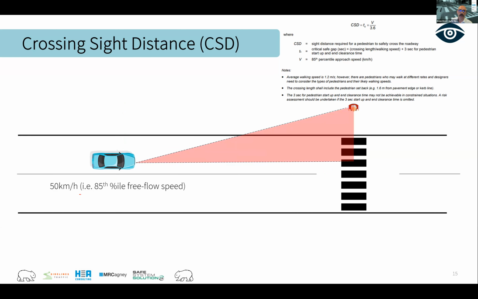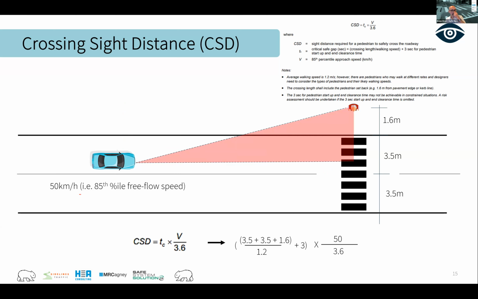It's actually based on the pedestrian when it's CSD, crossing sight distance, but nonetheless, that makes a slight difference in terms of eye height. But anyway, if we set that up 1.6 back, we can just quickly run our numbers through, adding that 3-second buffer, which has now been included, and run that out to 141 meters, as at 50 kilometers per hour, 85th percentile flow speed of the vehicle.